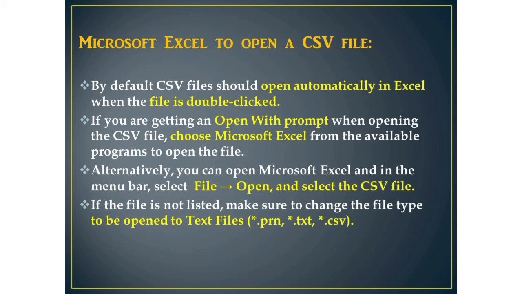Alternatively, you can open Microsoft Excel and in the menu bar select File. In the File menu, choose Open. From there you can see many files. In that you have to select the CSV file. If the file is not listed, make sure to change the file type to open text files, that is .csv. At the bottom you can see All Files. In that you have to choose .csv, .prn or .txt files. Select that, then you can see that particular extension files. From that you can choose that CSV file and you can view that in MS Excel.